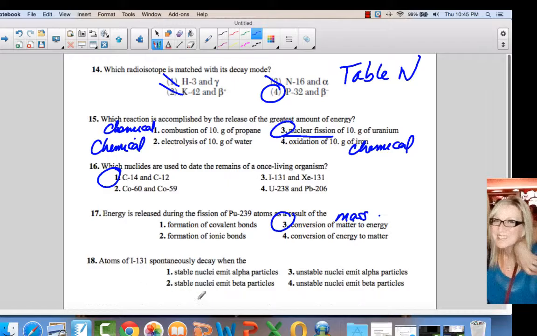Atoms of I-131 spontaneously decay when what? Well, it's definitely not stable. Unstable nuclei emit alpha particles, or unstable nuclei emit beta particles. So I look up I-131 in table N, and I see that it is beta.